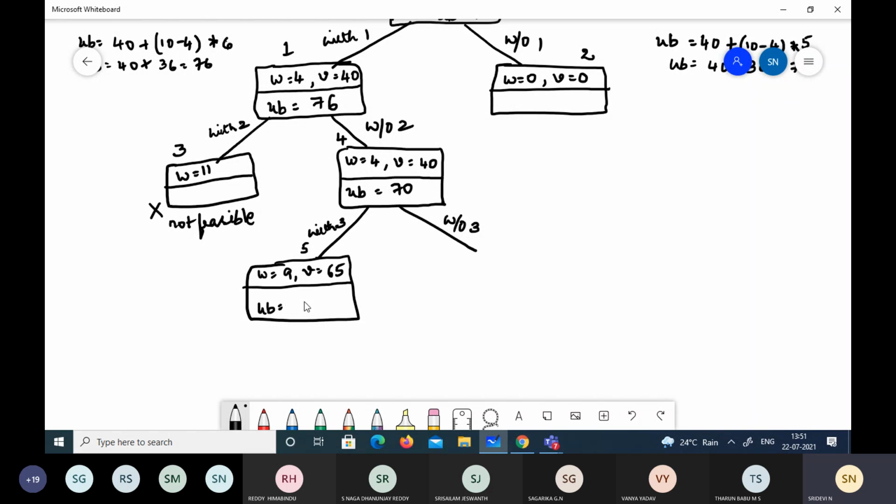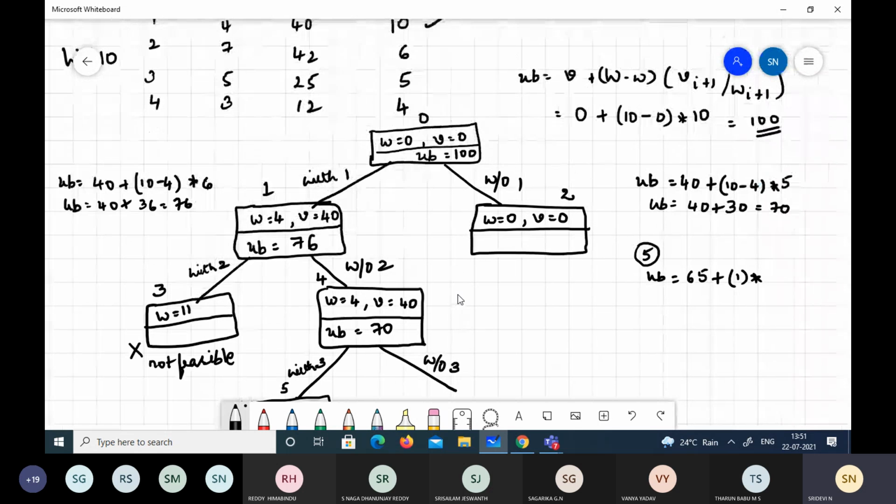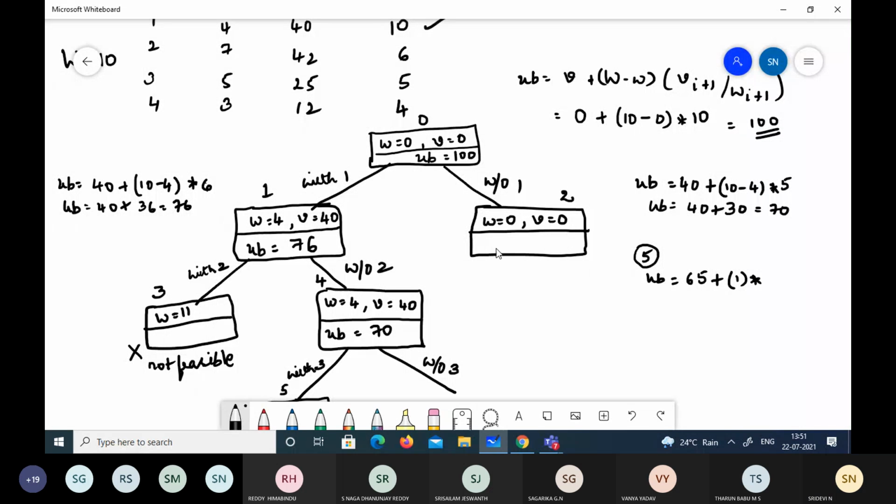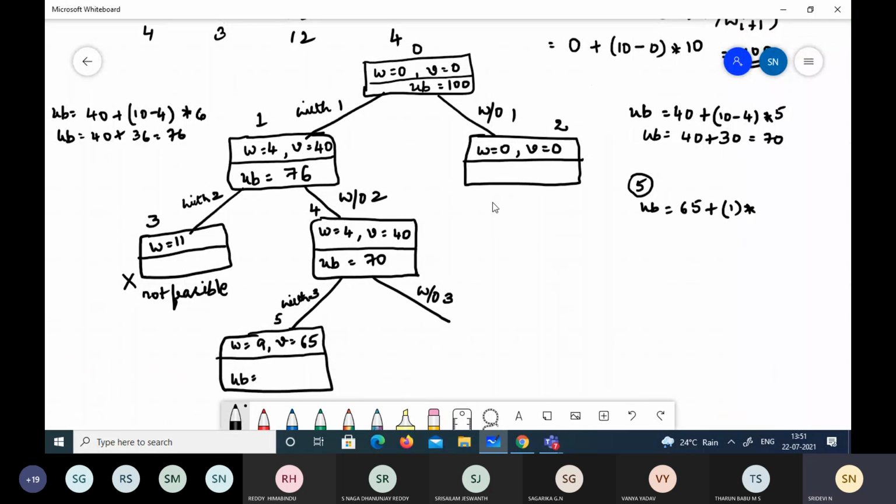Calculate the upper bound for this, upper bound for node 5. I am calculating for node 5. So upper bound is, see, V value I have already, 65 plus weight 10 minus 9, 1, into what is the next best payoff? Third one, I am trying with the third one, so I am left with only 1, 4. So into 4, this will come to 69. So the upper bound is 69 for this.